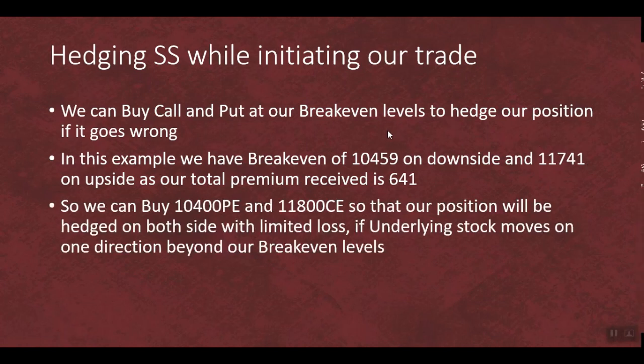We can buy the 10,400 put option, making it a round value, to hedge our downside risk, and buy the 11,800 call option to limit our upside risk. That way our position will be hedged on both sides with limited loss. If the underlying stock moves in one direction beyond our break-even levels, we'll get a limited loss. If we are not planning to do any adjustments, we can book our losses, which will be limited, as we are hedging our position by buying options on both sides.